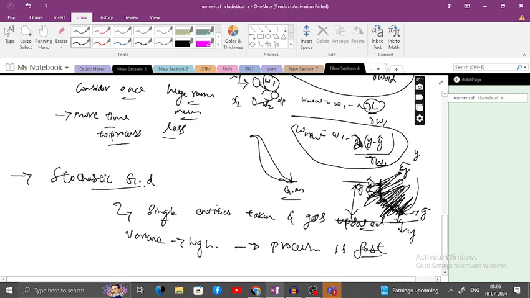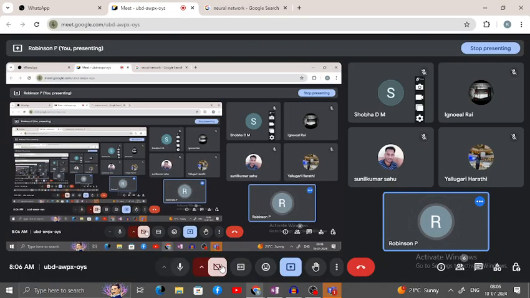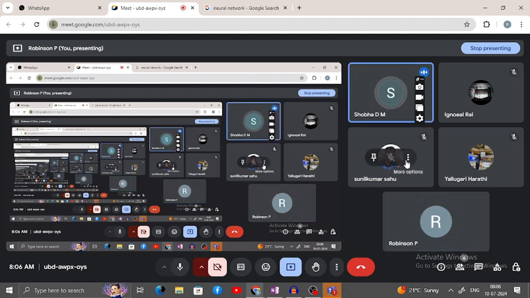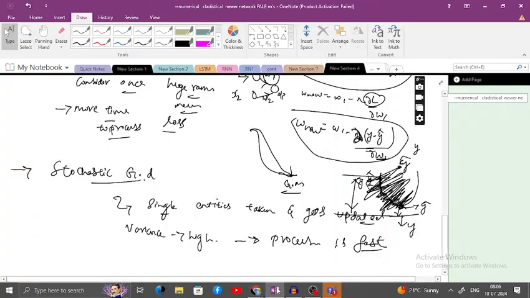Now I will come to some bargaining terms. We will introduce a new concept. Any doubts till now, till gradient descent and stochastic gradient descent? Shobha, Arti, Ignoel, Sunil, any doubts? No, sir. Okay, so you are getting what I am trying to say, right? We want to reduce the loss.